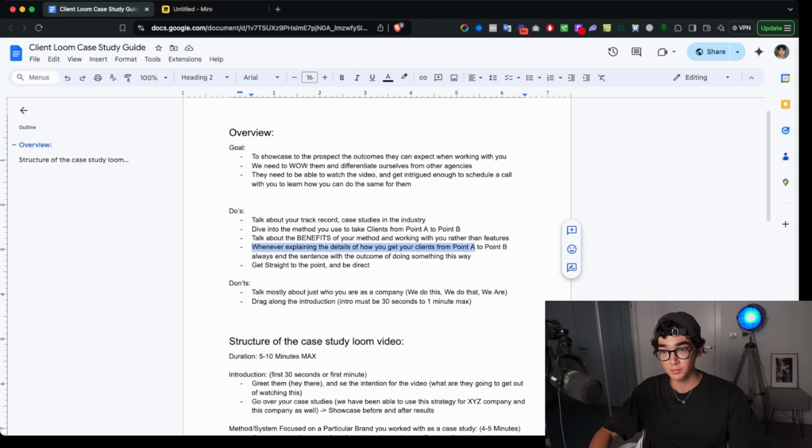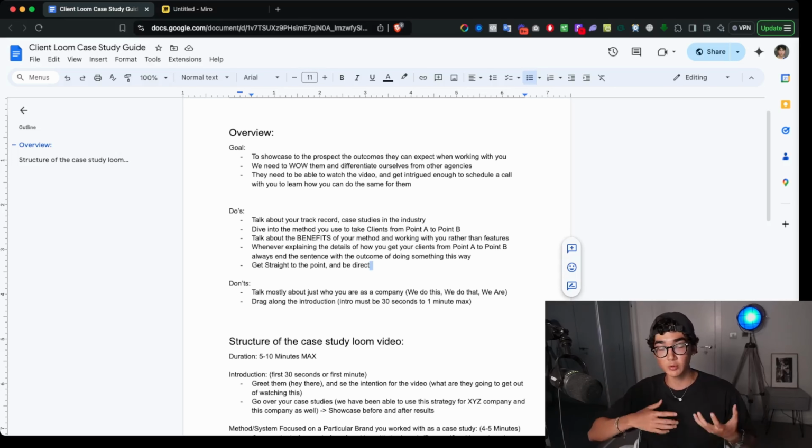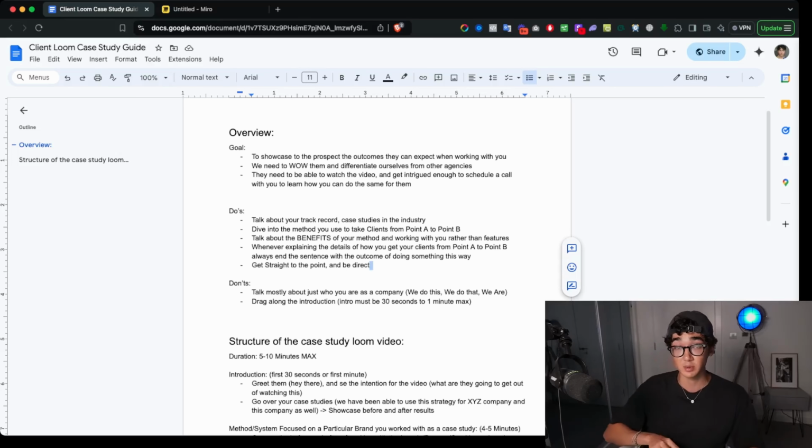Whenever explaining how you got your clients from point A to point B, for example, we wrote this ad copy, you always want to end the sentence with the outcome of doing something this way. So for example, we wrote this ad copy in a short way because it gets people to read it faster, and it gets people to click on your website faster, and gets people to convert faster. And get straight to the point as well.